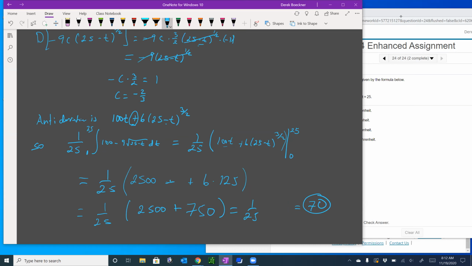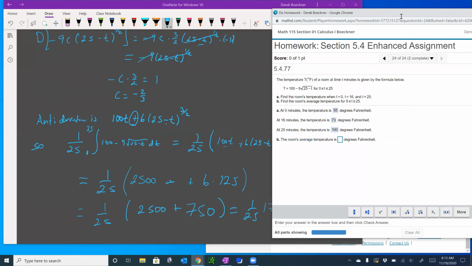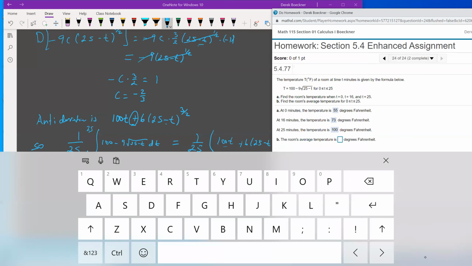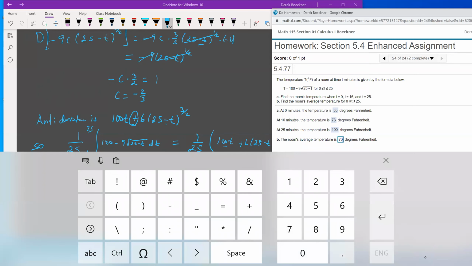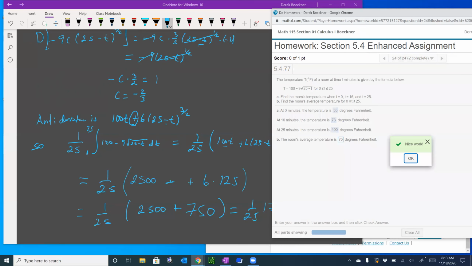The 3250 wasn't going to work for me because 3250 divided by 25 is bigger than 100, and this function didn't get bigger than 100. So the average value is certainly not bigger than the maximum value. So 1750 again. So 70. Let's try that.